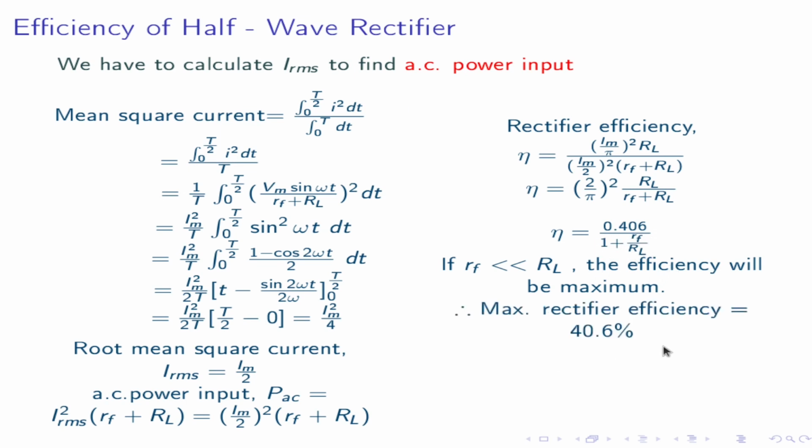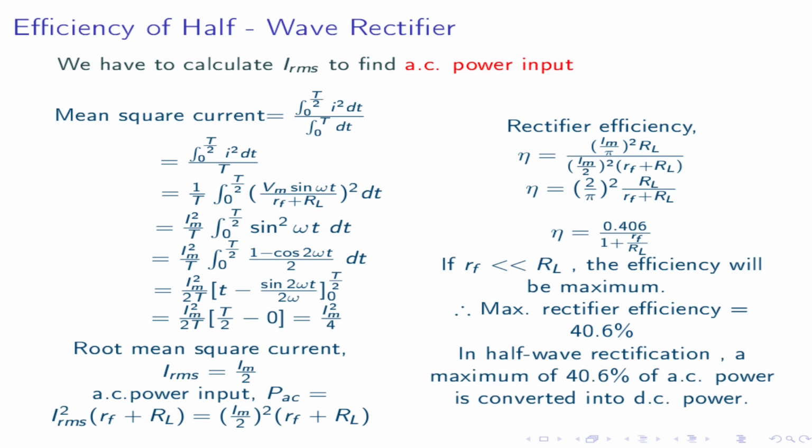Therefore, the maximum rectifier efficiency is 40.6%. That means the maximum efficiency of a half wave rectifier is 40.6%. Or in half wave rectification, a maximum of 40.6% of AC power is converted into DC power.